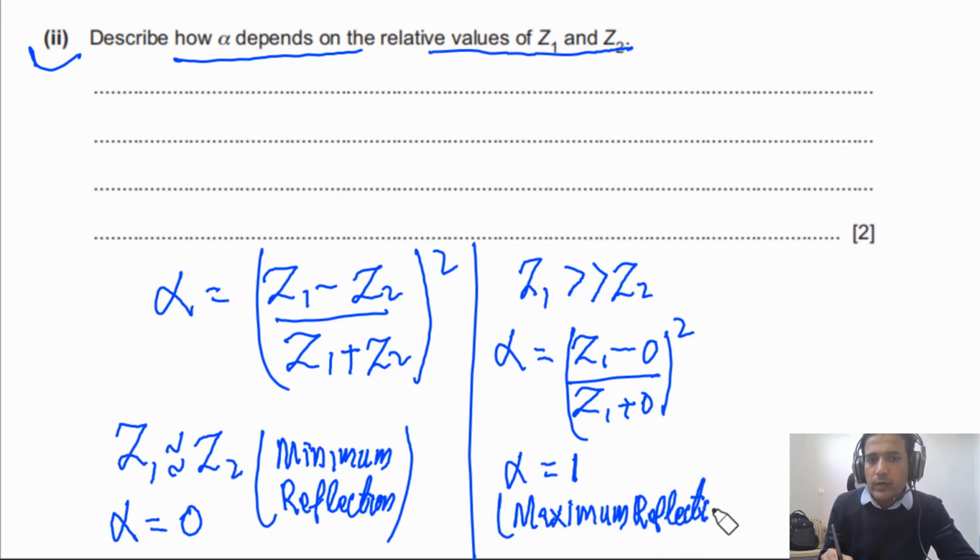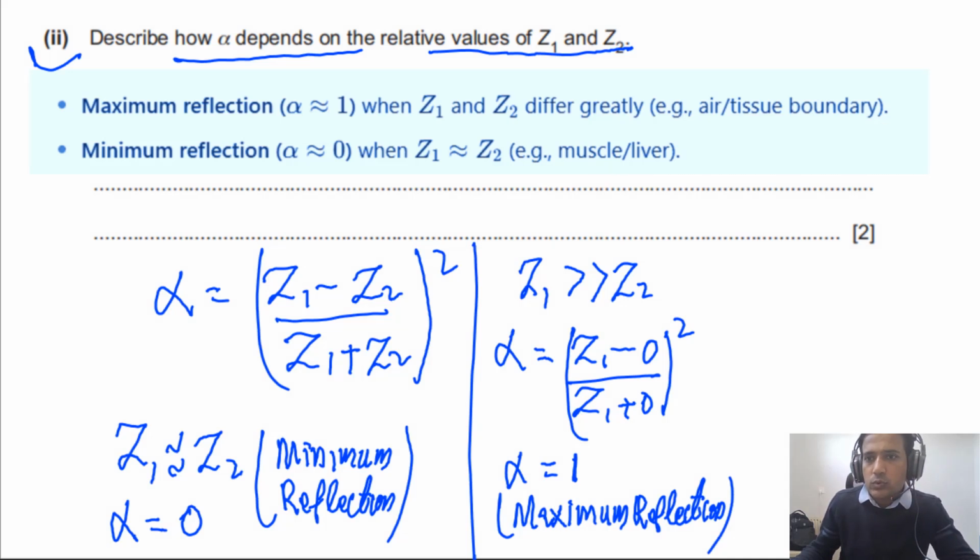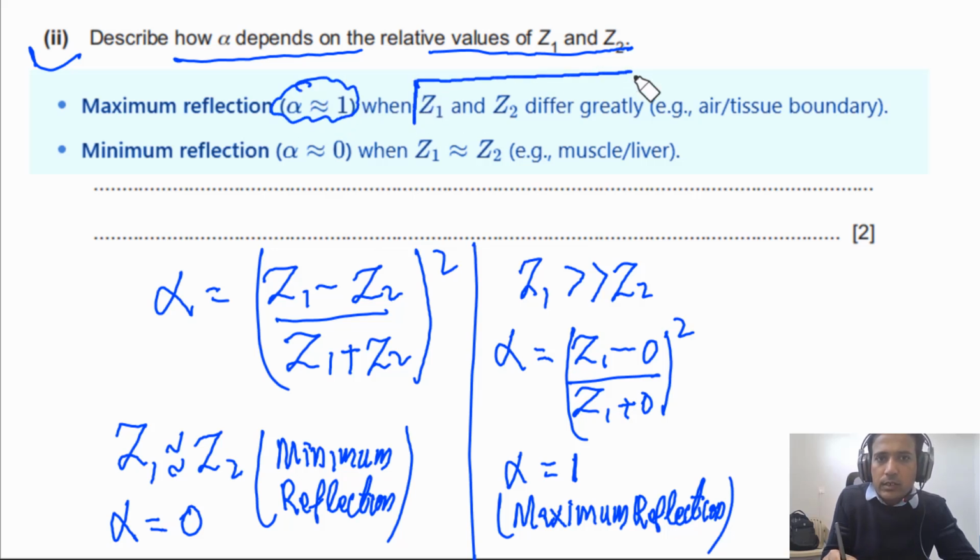This question is a very common one, so you need to be very clear how to answer it. Now let me show you the answer. This question has 2 marks, so you can write down these 2 points. Maximum alpha is about equal to 1 when Z1 and Z2 are very different. And if they are almost the same, alpha is almost equal to 0.